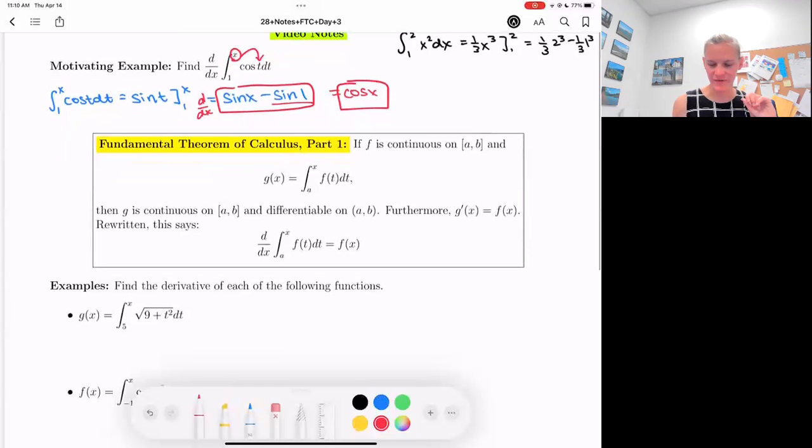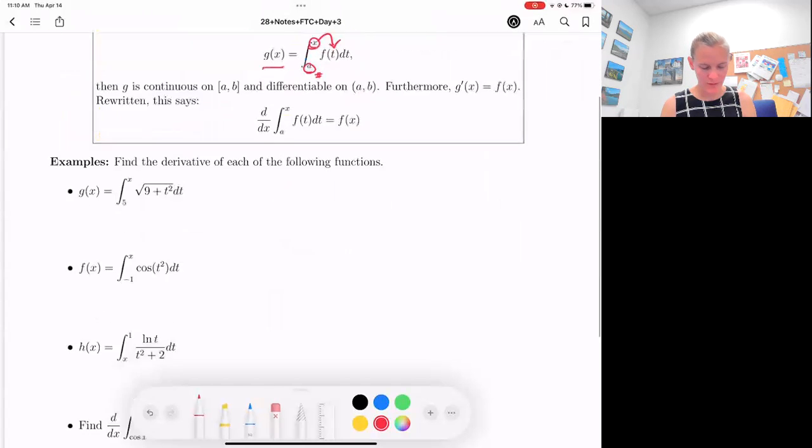So what this tells us is if I define my function to be the integral from a number to a variable x of some function, then the derivative of this integral I get just by plugging x in. Okay, so let's do a few examples and see how this works.